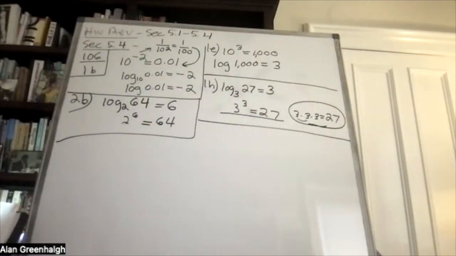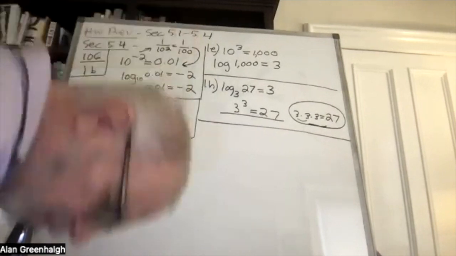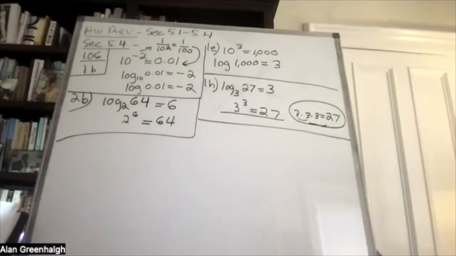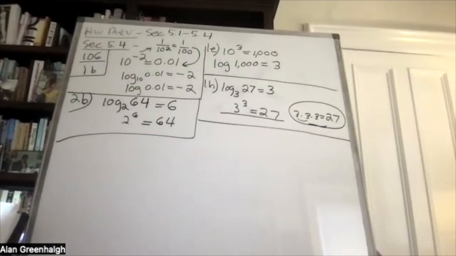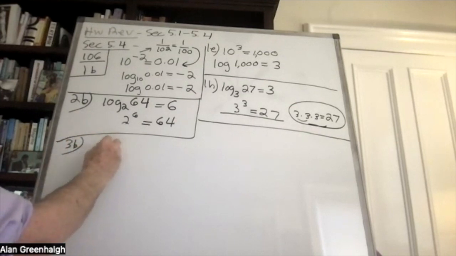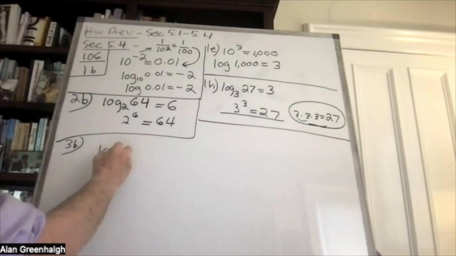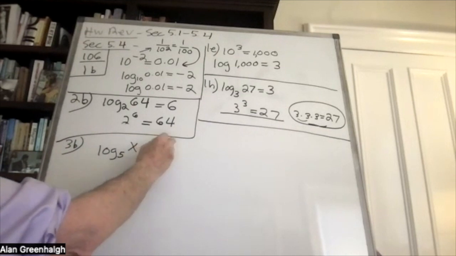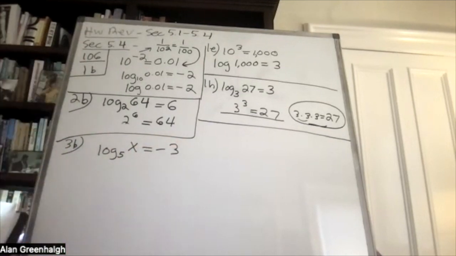Okay, then there were two problems at the bottom, which were good problems, but they were a little more difficult. And not only a little more difficult, but problems we didn't do in class. This is problem 3B. So this is a little more challenging. The log to the base 5 of x is equal to -3.